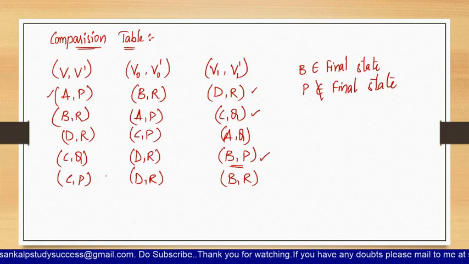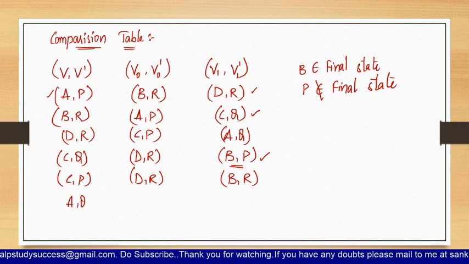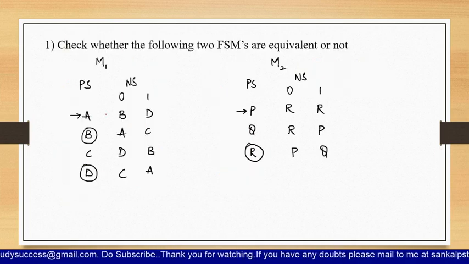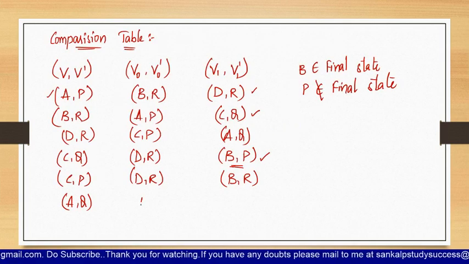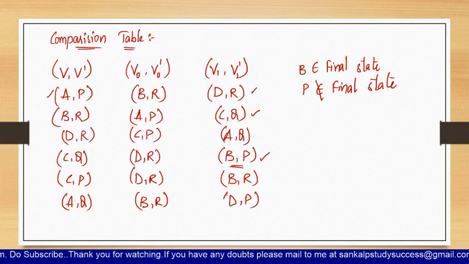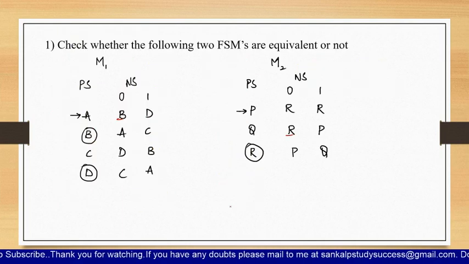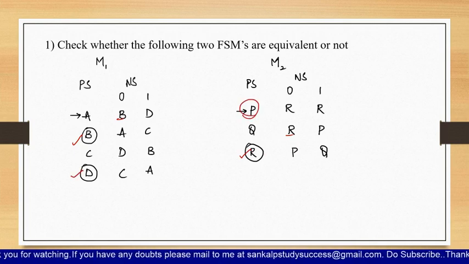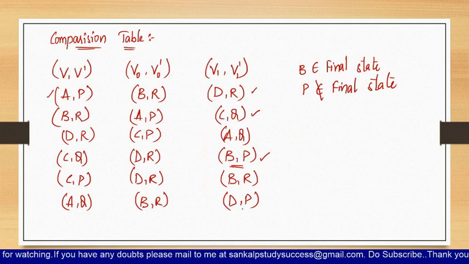So now let us consider AQ. For AQ, A and Q, if you apply 0 you will get BR, and if you apply 1 you will get DP. So here let us check whether this BR and DP belong to the final or non-final state. B is final, R is final, so no problem. D is final but P is not final. That means there is a problem with DP also.